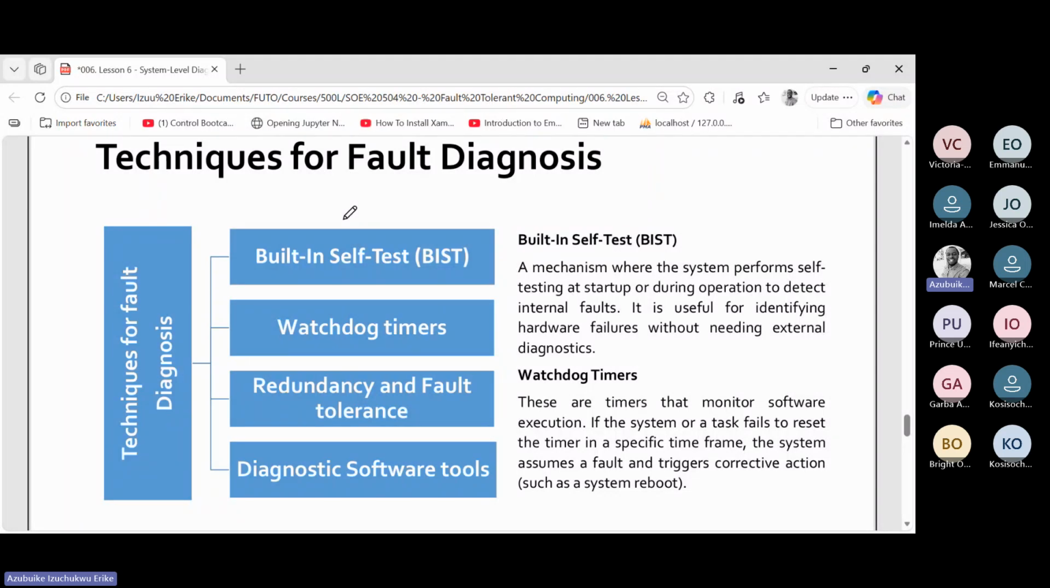Okay, then you have watchdog timers. These are things that you put in place to continue operation or to stop operation, for instance, when a certain system fault is triggered. We say that built-in self-test is a mechanism where the system performs self-testing at startup or during operation to detect whether there are internal faults. And it's useful for identifying hardware faults without needing external diagnostics.